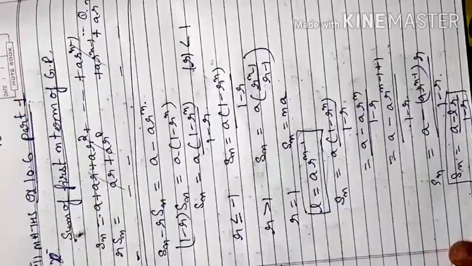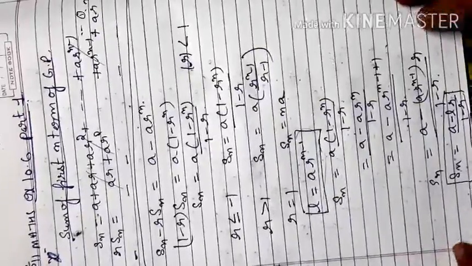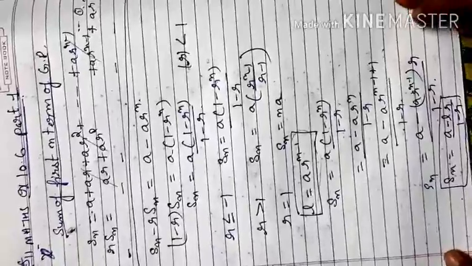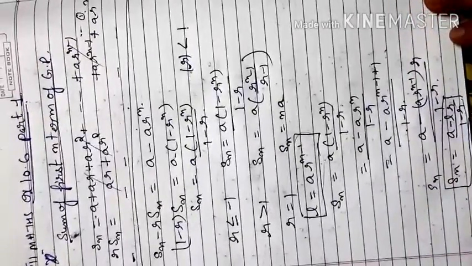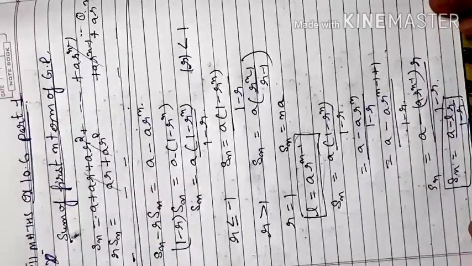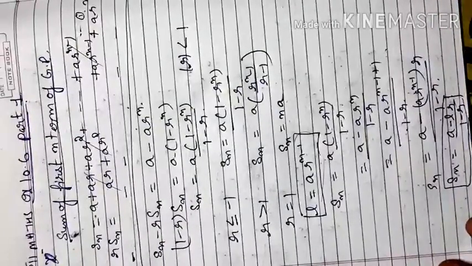If the last term is given, the ratio is given, and the first term is given, you can directly apply this sum of n terms formula. In that case also, you have no need to use the n value.